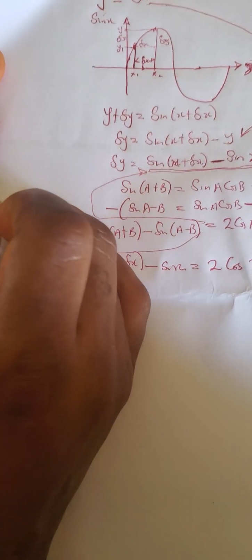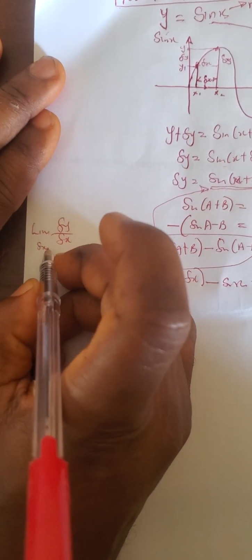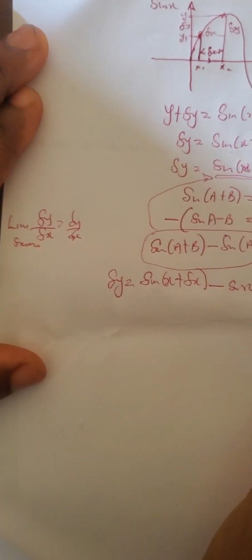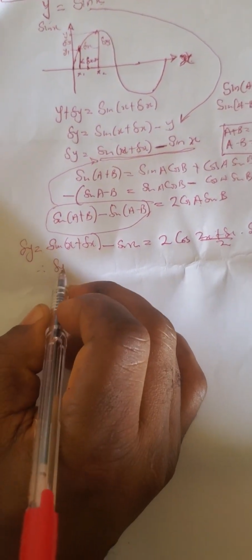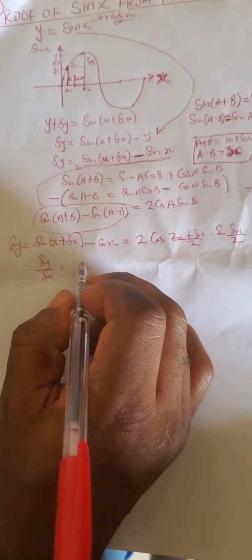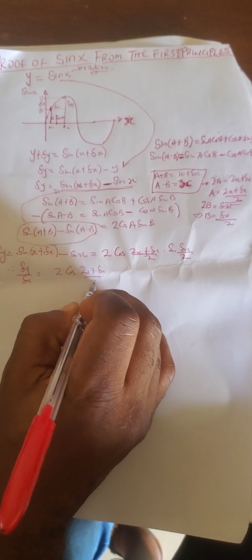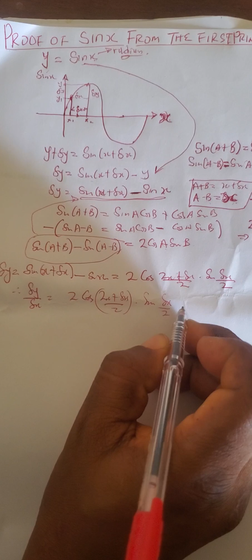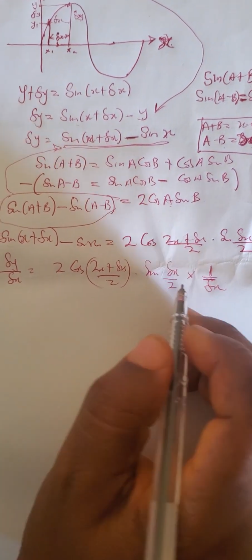Since I'm looking for delta y all over delta x, the limit of it as delta x tends to 0 to give me my dy dx, that means I need to divide both sides of this expression by delta x. Therefore, delta y divided by delta x is going to be 2 cos 2x plus delta x divided by 2 times sine delta x all over 2, then times 1 all over delta x. Division of this with delta x means times the inverse of delta x.